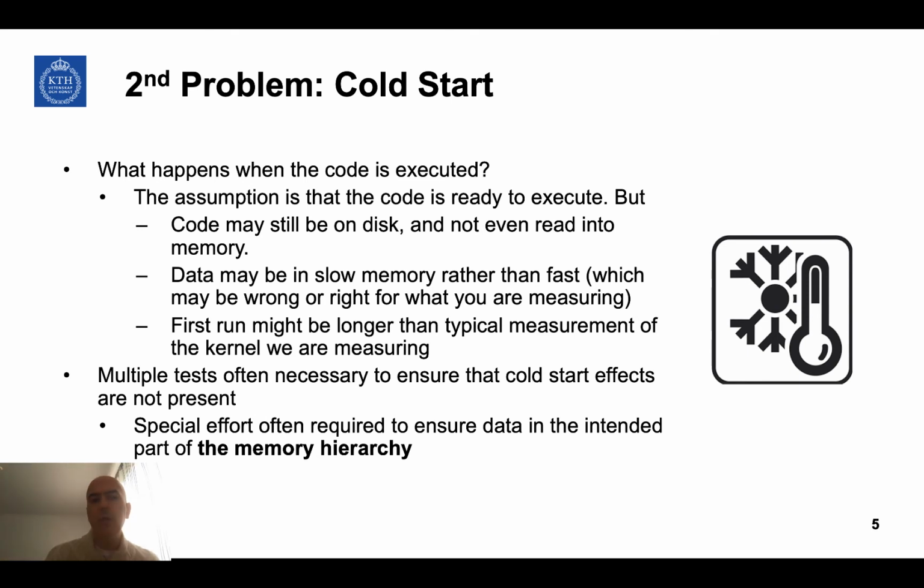In all cases, the first run might be longer than the typical measurement of the kernel we are measuring. To solve this problem, multiple tests are often necessary to ensure that the cold start effects are not present. In particular, some special effort is required to ensure the data is in the intended part of the memory hierarchy. As I told you, if you are measuring, for instance, the performance of the cache, we need to ensure with some trick that the data is in the caches in order to measure their performance.